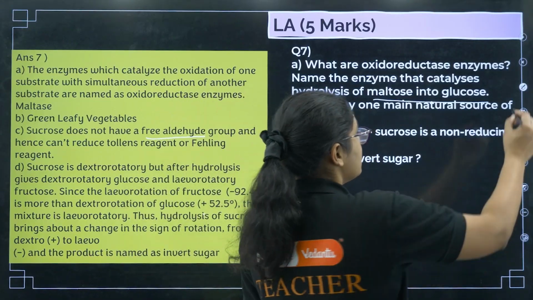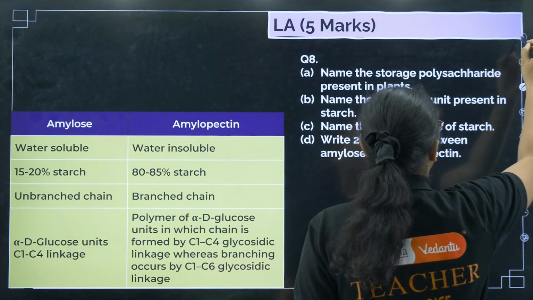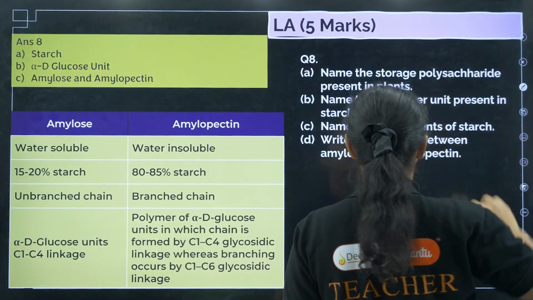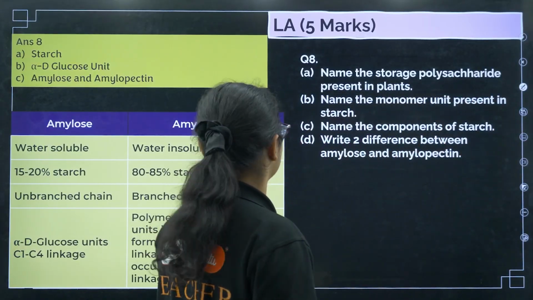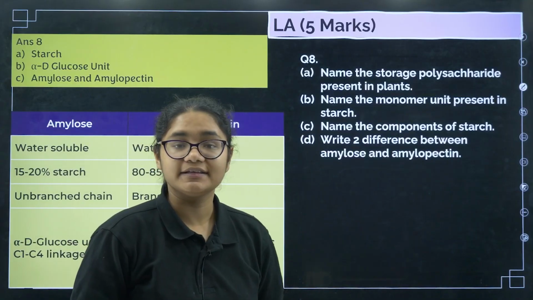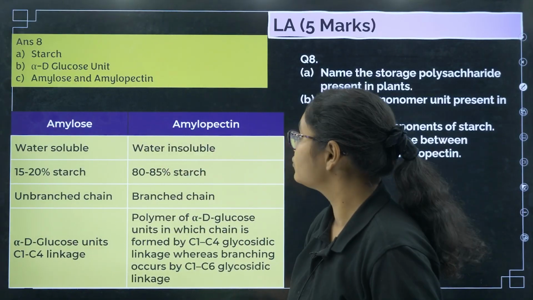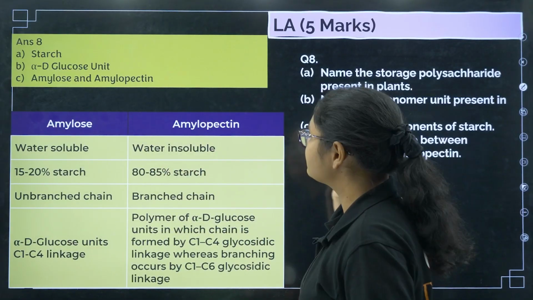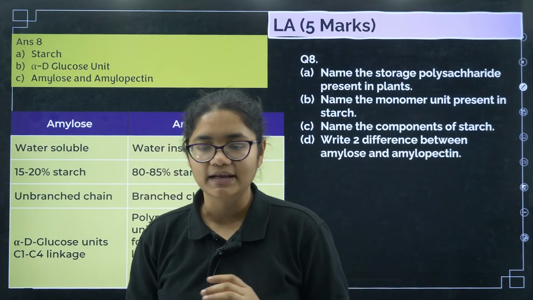Okay. Next, question number 8: name the storage polysaccharide present in plants. So that is your starch. Name the monomer units present in starch, that is also alpha D glucose units. Name the components of the starch, that is your amylose and amylopectin.